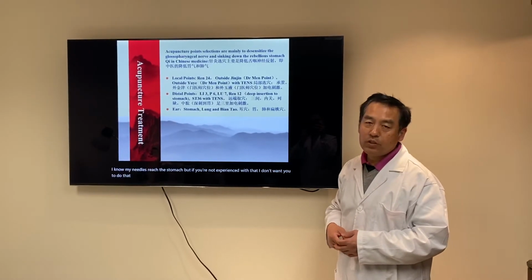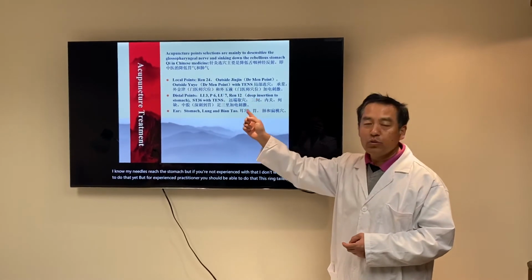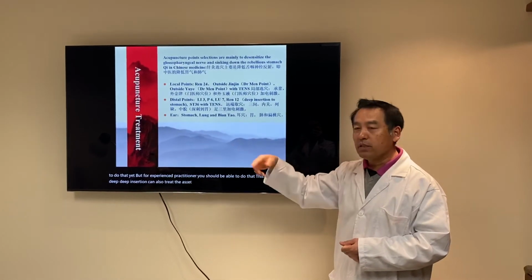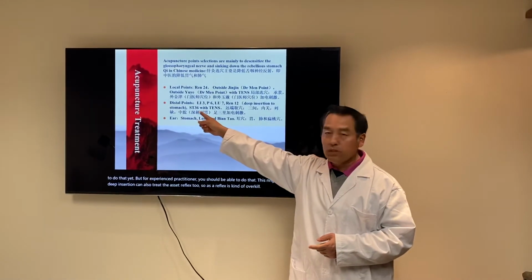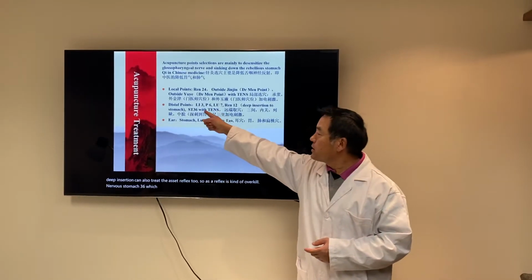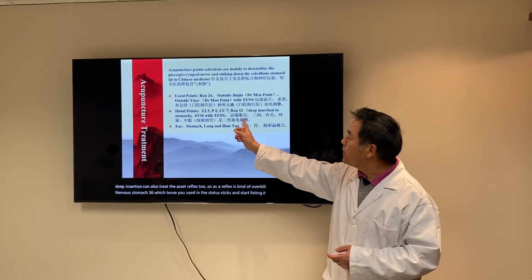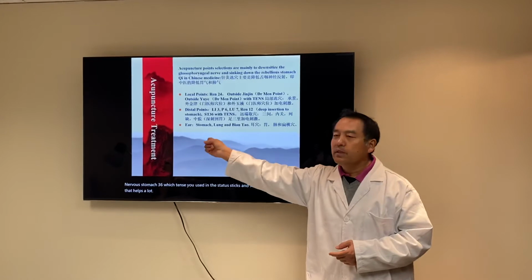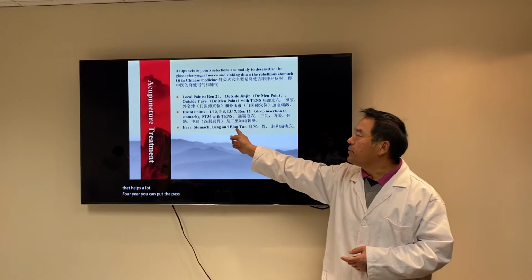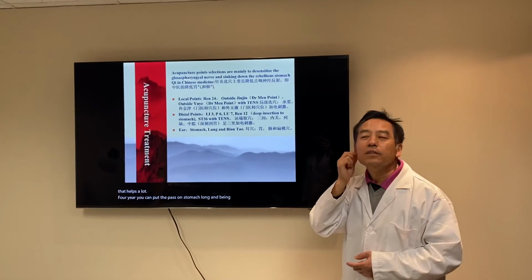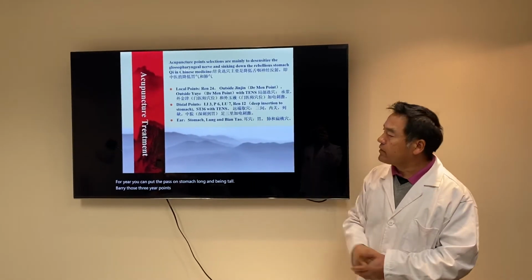But for experienced practitioners, you should be able to do that. This Ren 12 deep insertion can also treat acid reflux. Acid reflux is kind of an overactive sympathetic nerve. Stomach 36 with electrical stimulation, you stim the stomach 36 and stimulate the outside Jin Jin Yu Ye. That helps a lot. For the ear, you can put the pads on stomach, lung, and tonsil in the earlobe area. Those three ear points should decrease the gag reflex too.